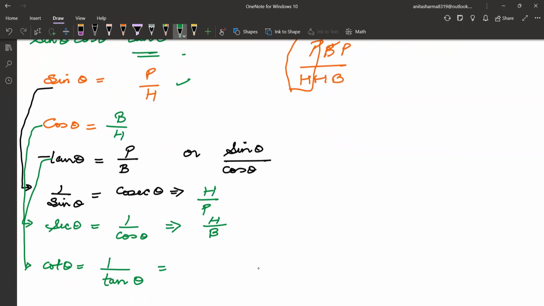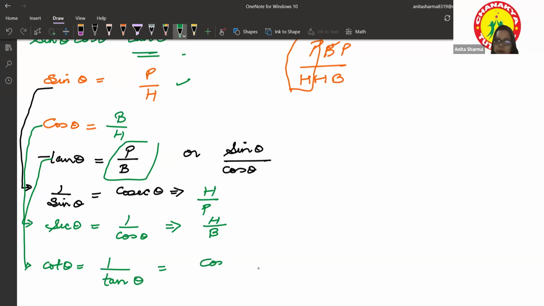Ma'am, it's 1 by tan theta. Yes, 1 by tan theta, the reciprocal of tan theta, will be? Cos theta by sin theta. Yes, cos theta by sin theta, very good. And next is B by P, right? Base upon perpendicular.